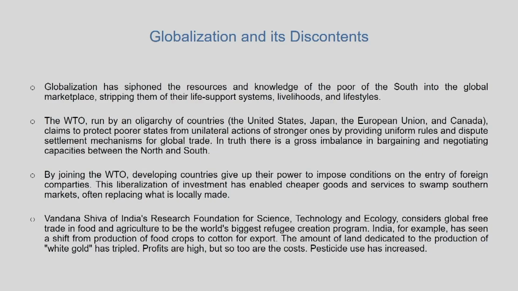These developing countries found that they were being stripped of this traditional knowledge of production systems. The second point was that the WTO, or the World Trade Organization, was highly unequal in terms of power relations. It was claimed that it was run by an oligarchy of countries, mostly the global North or the triad, and while they claimed to protect poorer states from unilateral actions of stronger ones by providing uniform rules and dispute settlement mechanisms for global trade, the reality was that there was a gross imbalance in bargaining and negotiating capacities between the North and the South.